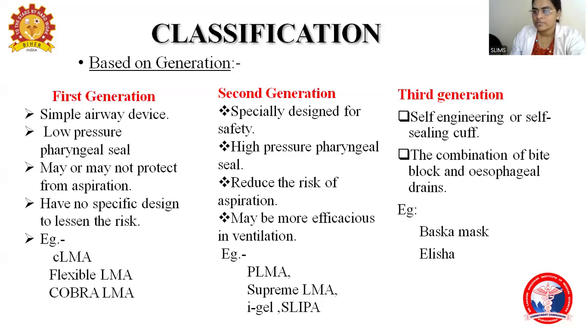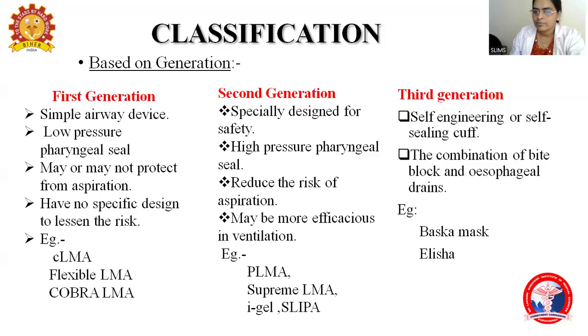So there is first generation, second generation, and third generation. The first generation is a simple airway device, the second generation is designed for safety, whereas the third generation has a self-sealing cuff and self-engineered technique. The first generation will have a low-pressure pharyngeal seal, whereas the second generation will have a high-pressure pharyngeal seal, and the third generation will have a combination of a bite block and esophageal drains.